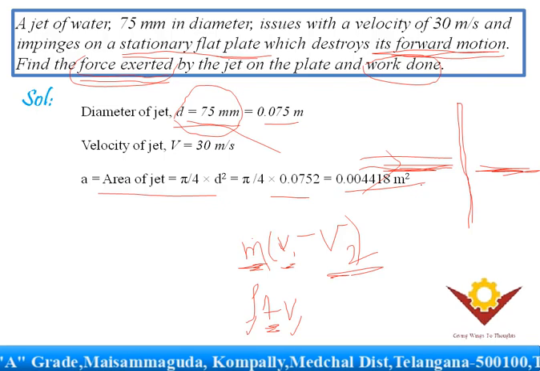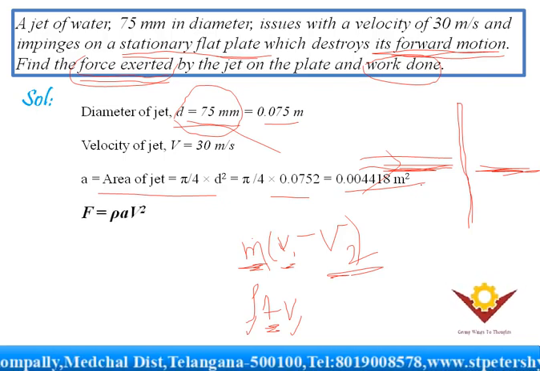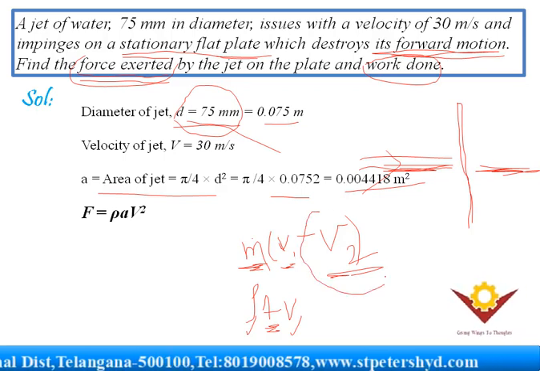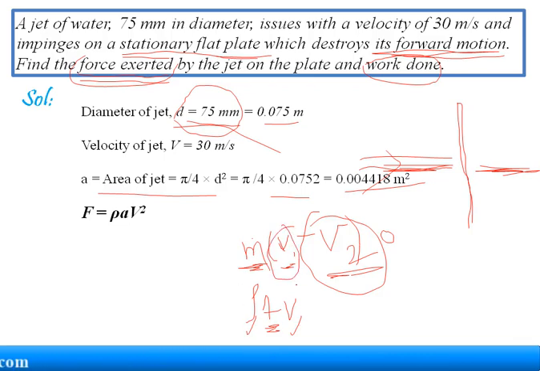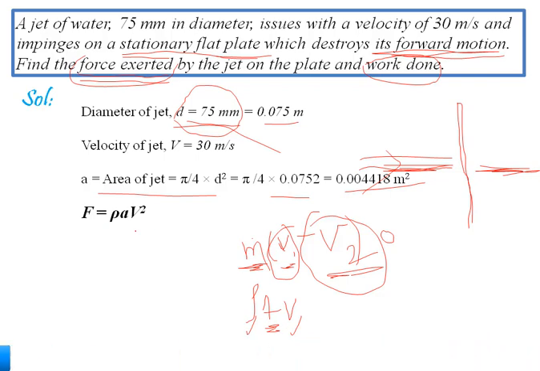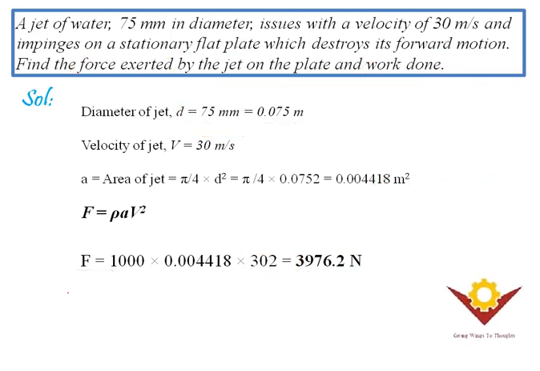And now finally the force is equal to rho a v square, and this v2 will be 0, right? The velocity after impinging the plate will be 0, and the mass is rho a v, and the initial velocity is v, so the formula is rho a v square. If you substitute all the values, then you are going to get the force on the flat plate when it is stationary, right?